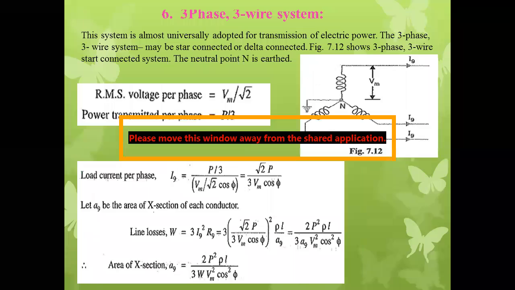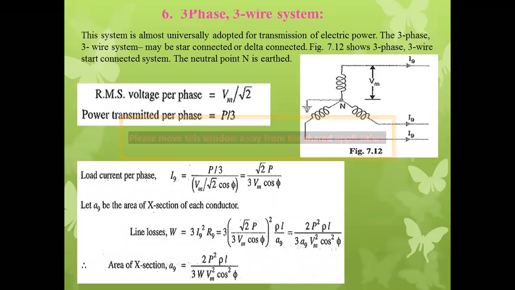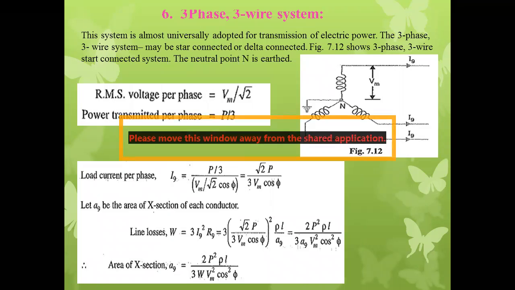So next, the three-phase three-wire system. This system is almost universally adopted for the three-phase system. Up to this point, we have seen the single-phase and two-phase systems. The three-phase AC system is most universally adopted for the transmission of electrical power. The three-phase three-wire system may be star connected or delta connected.